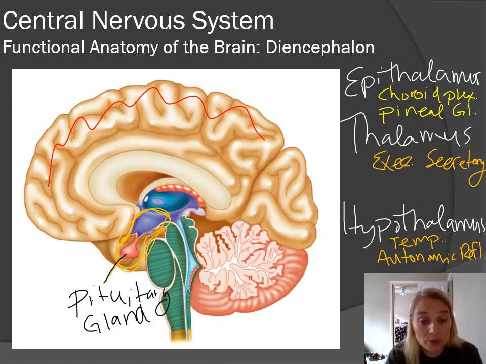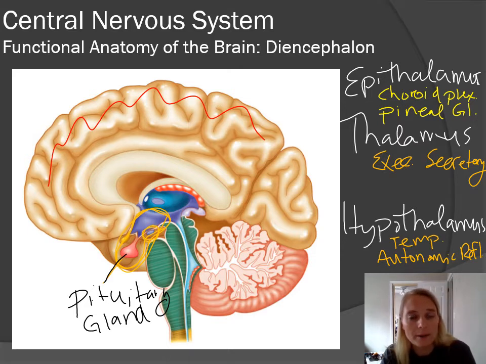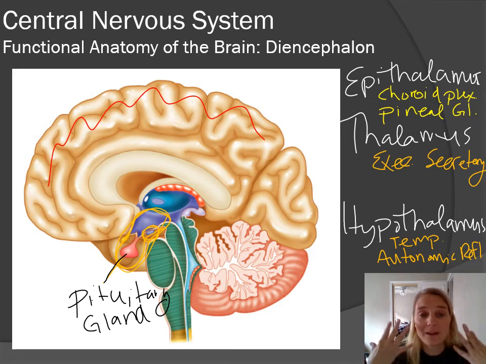And then we have our pituitary gland. And then this little blob right here is called the mammillary body. It regulates reflexes that have to do with eating and chewing and swallowing, all that kind of stuff. So it's a really busy place.